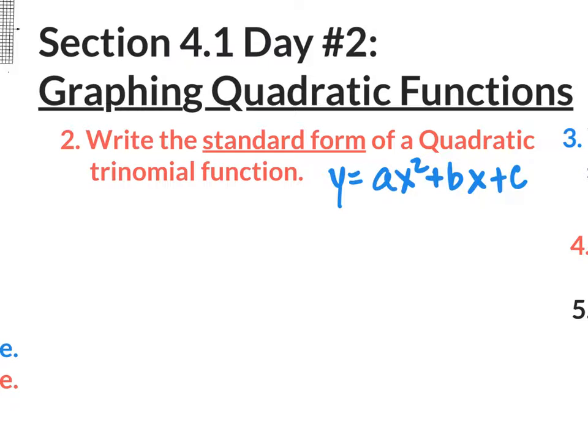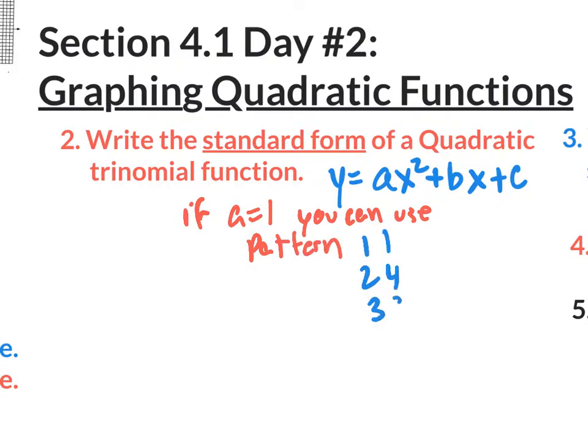We might as well jot down a little bit more here. What if the a value is 1? What could we use? You could use the parent graph pattern, the 1, 1, 2, 4, 3, 9. So write this down. If a equals 1, you can use pattern 1, 1, 2, 4, 3, 9. And of course, if you had a different a value like 2, you could still use it, but you just have to change these outputs by multiplying them by 2. If you had a 5 right there, you'd have to change these outputs by multiplying them by 5. So that's good, knowing what a standard form quadratic trinomial function is.